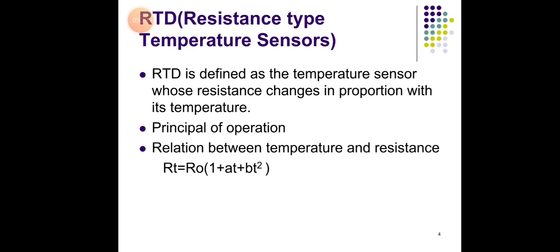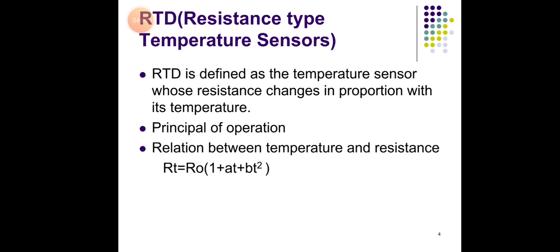Now the relation between temperature and resistance is given by RT = R0 [1 + AT + BT²], where A and B are constants. The values of A and B will be different for different metals. RT is the resistance of the sensor at temperature T and R0 is the resistance of the sensor at room temperature T0, and T is the change in temperature.